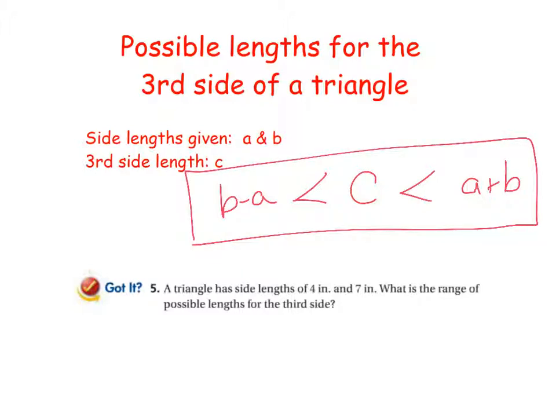So here we go. A triangle has side lengths of 4 and 7. What's the range of possible values? If I subtract them, I get 3. If I add them, I get 11. And it works like that. Pretty easy once you get the hang of it.